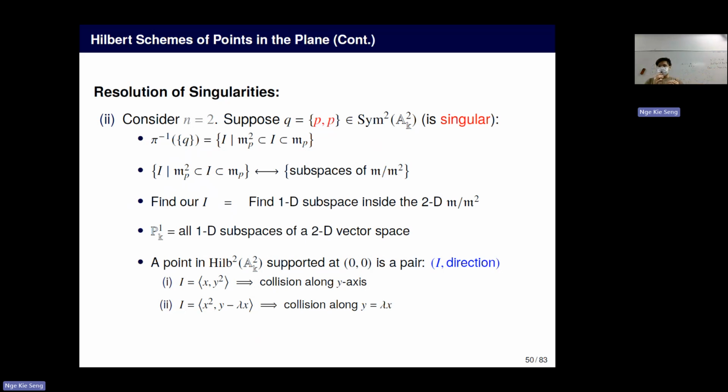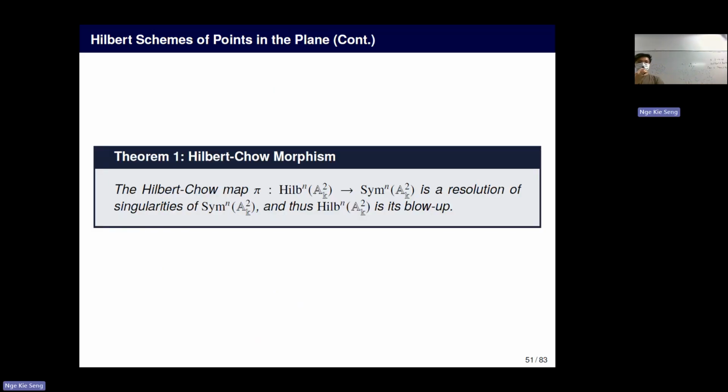But the geometric object that parameterizes all the one-dimensional subspaces of a two-dimensional vector space is precisely the projective line. And this is how the Hilbert scheme resolves the singularities, by corresponding double points to a unique line representing a unique direction of collision. So for example, at the origin, we can view that the first ideal I corresponds to collisions along the y-axis. The second ideal corresponds to collisions along the lines y equals lambda x. Overall, the Hilbert-Chow map is a resolution of singularities.